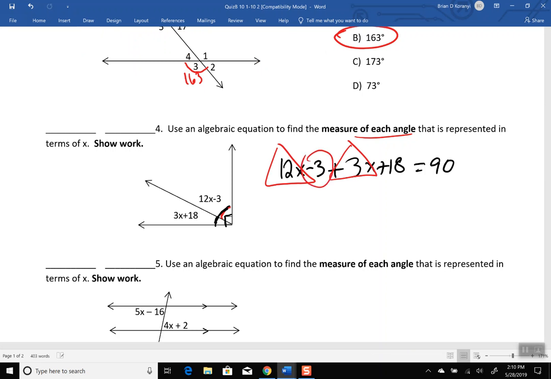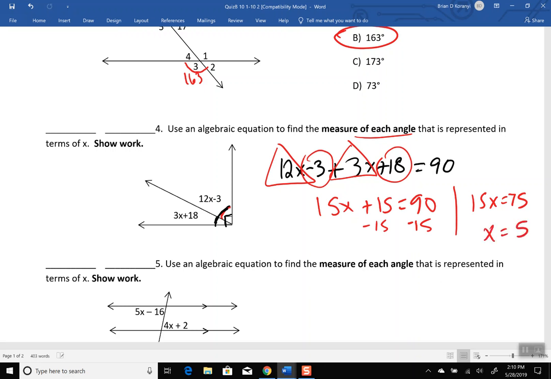I've got minus 3 and plus 18 there. So 12x and 3x is 15x. Minus 3 and 18 is 15, equals 90. Subtract 15 on both sides. You get 15x equals 75. Divide both sides by 15, you get x equals 5.